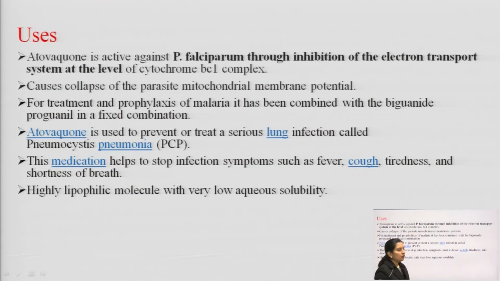Furthermore, we will discuss the uses. It is used against falciparum through the inhibition of the electron transport chain at the level of the cytochrome BC1 complex. As I discussed earlier, there are 4 complexes: 1, 2, 3 and 4. So, it interferes with the electron transport chain, causes collapse of the parasite mitochondrial membrane potential, and is also used for the treatment and prophylaxis of malaria.